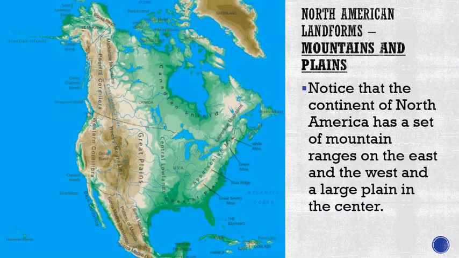Next, we have the landforms of North America. We're going to discuss the mountains and the plains regions. Notice that the continent of North America has a set of mountain ranges to the west. You can tell that by the brown color of this relief map. And then also there's another set of mountains in the east. And in the middle, there's a large plain area in the center of all of North America.